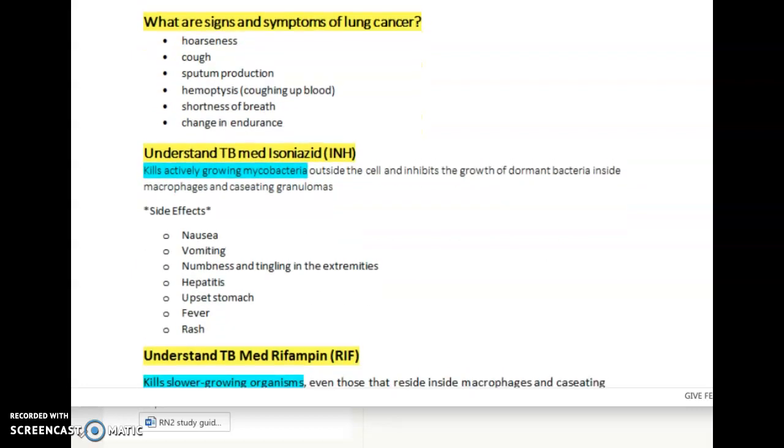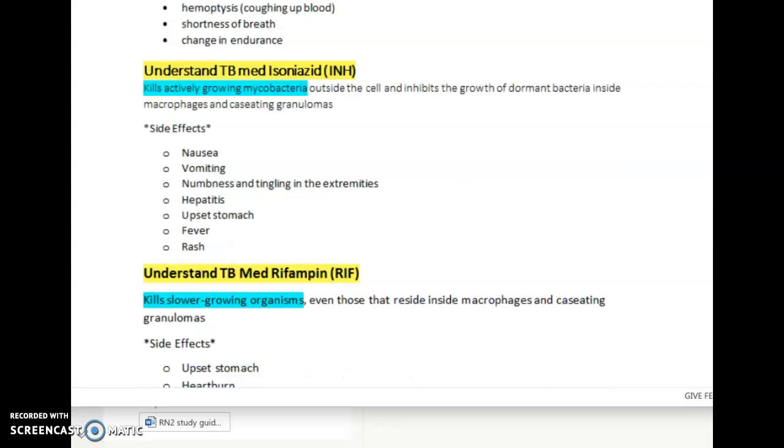Different signs and symptoms of lung cancer are hoarseness, cough, sputum production, hemoptysis, coughing up blood, shortness of breath, and then change in endurance.